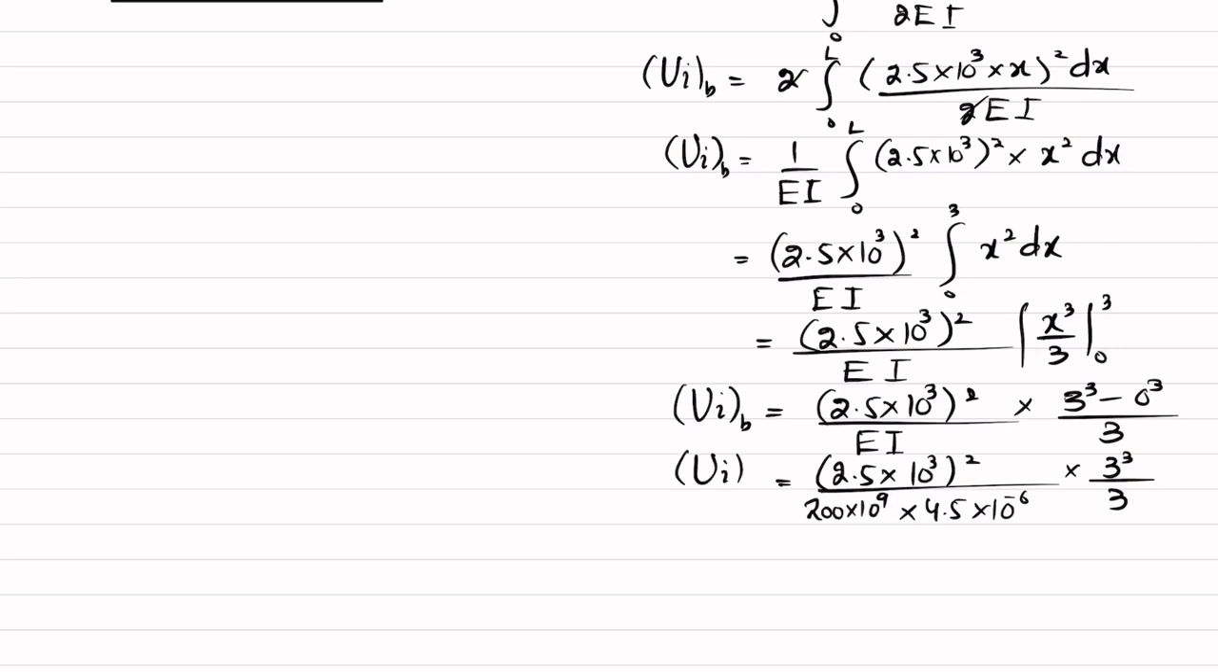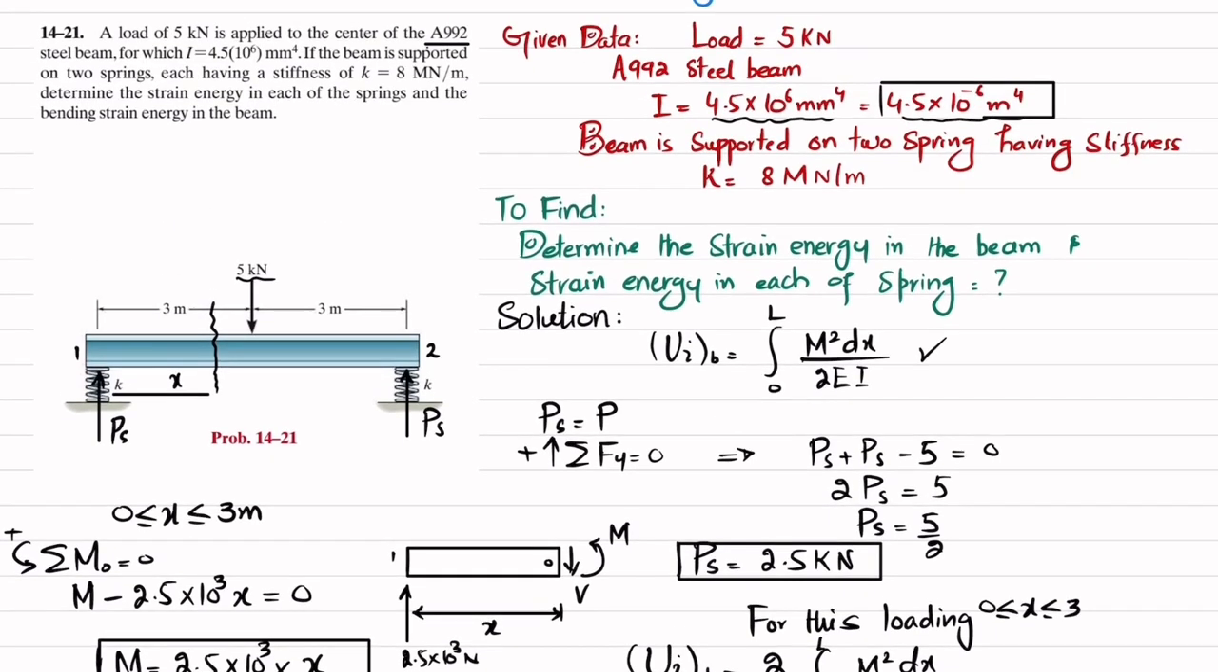This will be the strain energy due to bending. And when you solve this, you will get the strain energy due to bending to come out to be 62.5 joules. So this is the answer of our first part, which is to determine the bending strain energy in the beam. Now we'll find the strain energy in the spring.